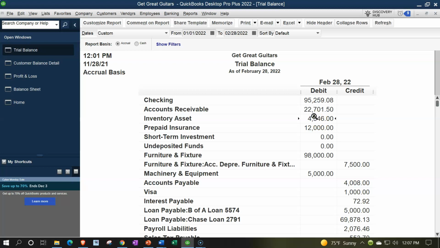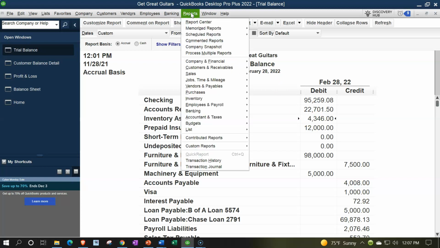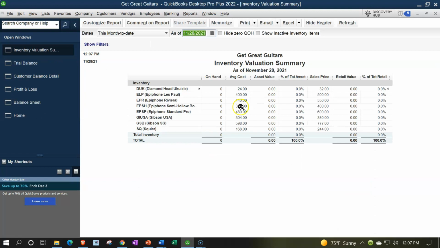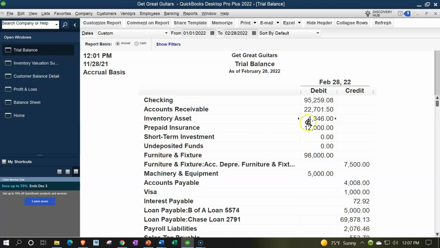The inventory, they did not force us to enter an inventory item. Therefore, our inventory subledger is actually off right now. Reports drop down. Inventory. If we go to the inventory valuation summary as of 02/28/22, it's going to be 4,746 as opposed to the 4,346. And the difference is due to the fact that we entered an adjusting entry and they didn't make us or force us to have an item related to it. Therefore, the subledger couldn't tie out what we did, even though we posted something to the inventory account.